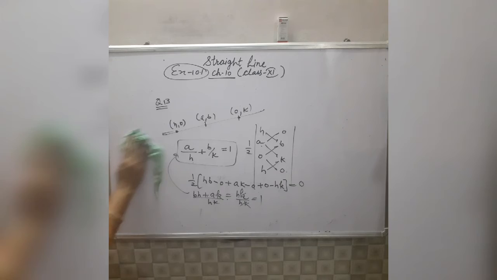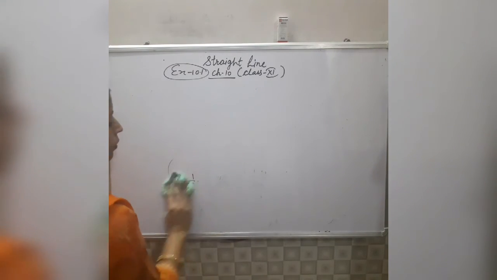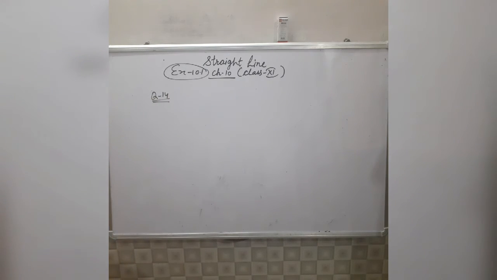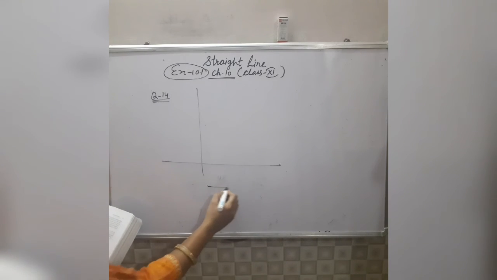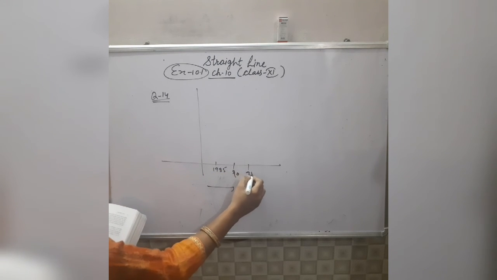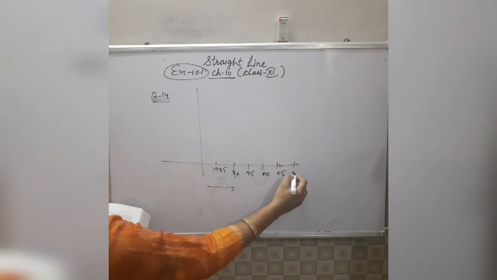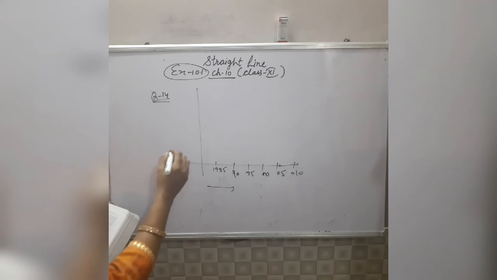Now see question number 14, the last question of this video. In question number 14, consider the following population and year graph. One graph is given to you. Along the x-axis we are taking years: 1985, 90, then 95, then 2000, 2005 and 2010. Along the y-axis we are taking population in crores.